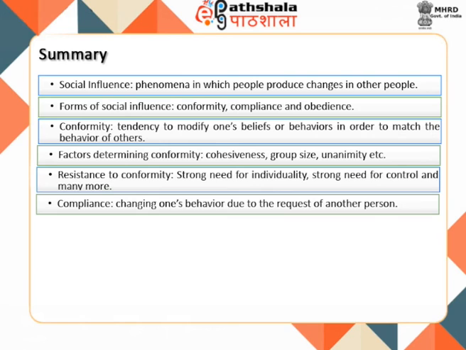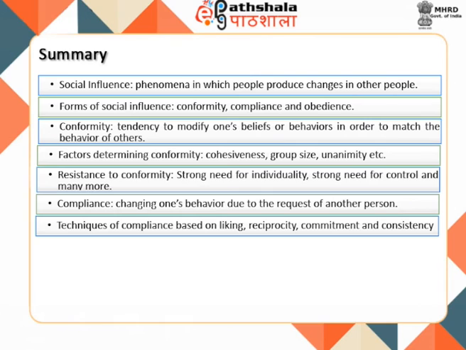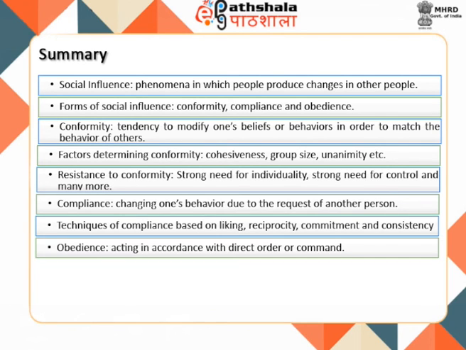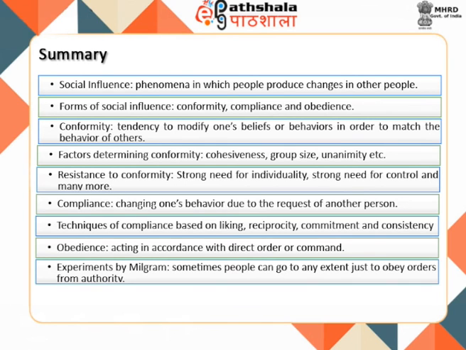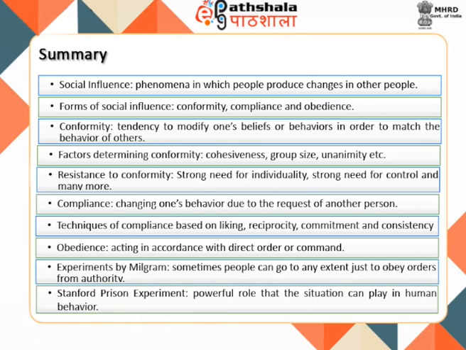Compliance refers to changing one's behavior due to the request of another person. There are many different tactics people use to gain compliance, like those based on liking, reciprocity, commitment, and consistency, etc. Obedience is the most direct form of social influence. It refers to acting in accordance with direct order or command. The experiments by Milgram show that sometimes people can go to any extent just because they have to obey orders from authority. The Stanford Prison Experiment demonstrates the powerful role that the situation can play in human behavior.